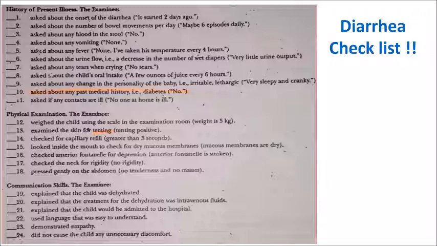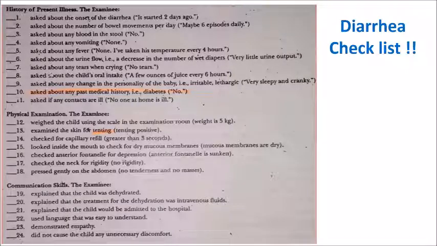Okay, next, Dr. Hind. Ask about any vomiting. Okay, none. No vomiting there. Then. Ask about any fever. Yes. None, and has taken his temperature every 4 hours. Okay. Ask about urine flow.